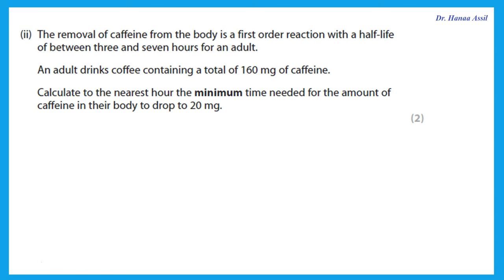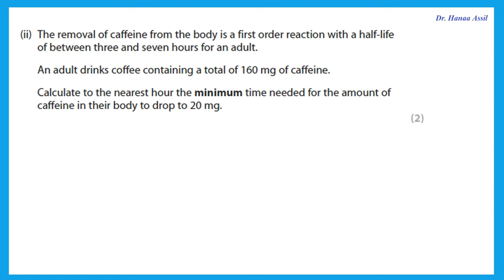The removal of caffeine from the body is a first order reaction with a half-life of between 3 and 7 hours for an adult. An adult drinks coffee containing a total of 160 milligrams of caffeine. Calculate to the nearest hour the minimum time needed for the amount of caffeine in their body to drop to 20 milligrams.